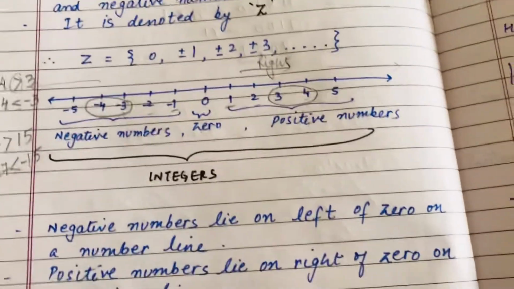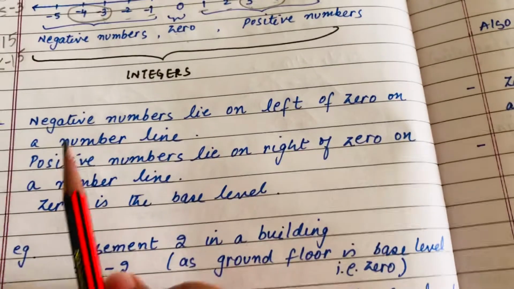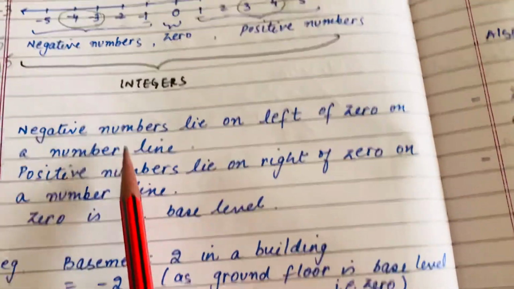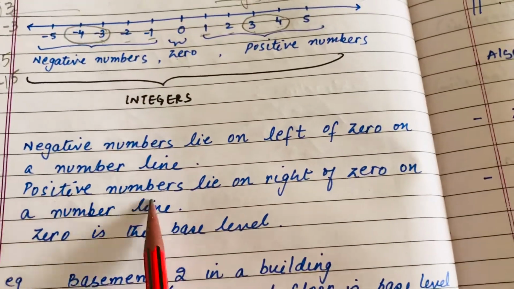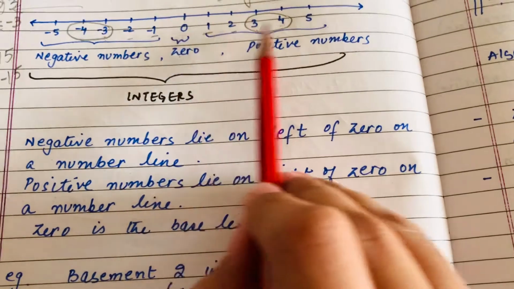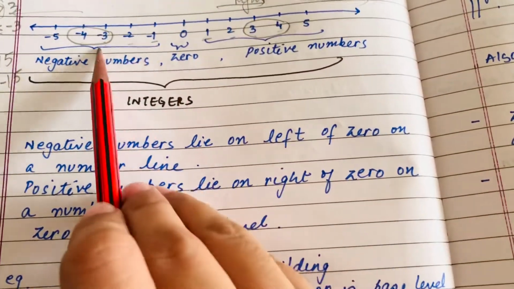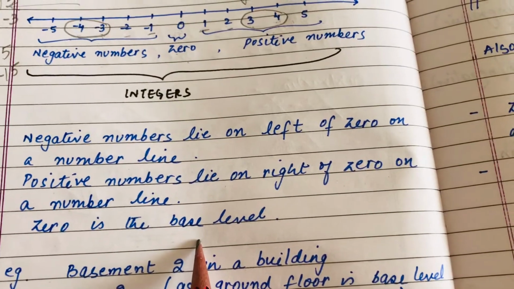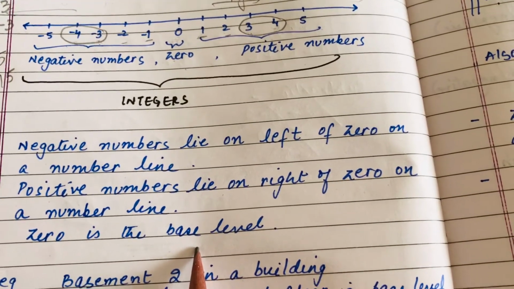Next thing, let's study a few of the properties. Negative numbers lie on the left of 0 on a number line. We have seen on a number line only. Positive numbers lie on the right of 0 on a number line. Can you see, this is 0, the right side is positive numbers, the left side is negative numbers. 0 is the base level. Remember this thing, we always consider 0 to be a base level.